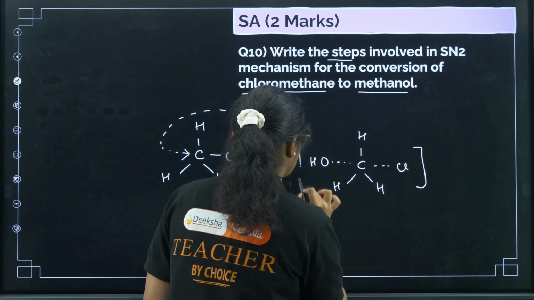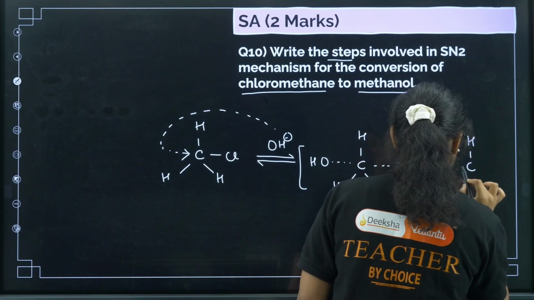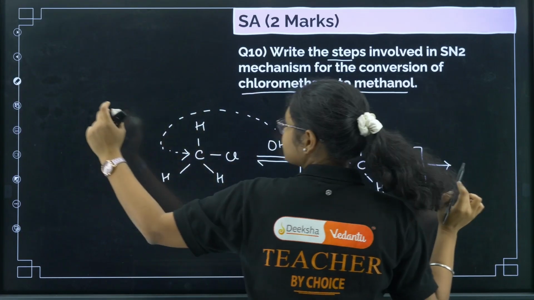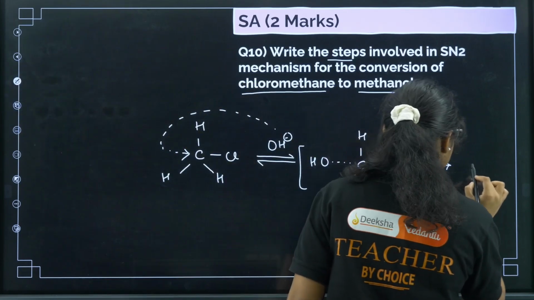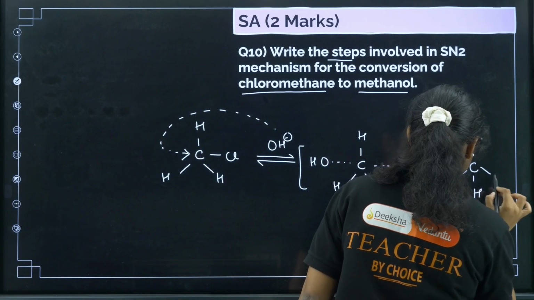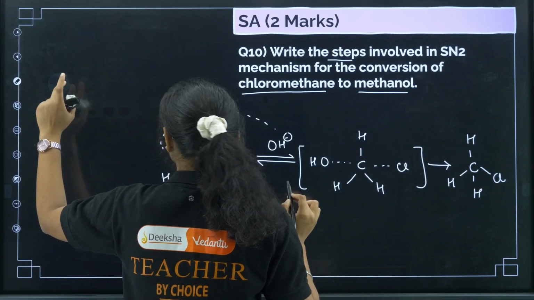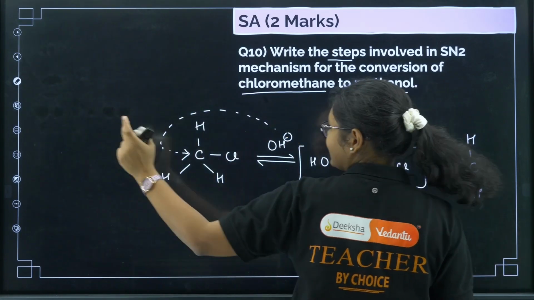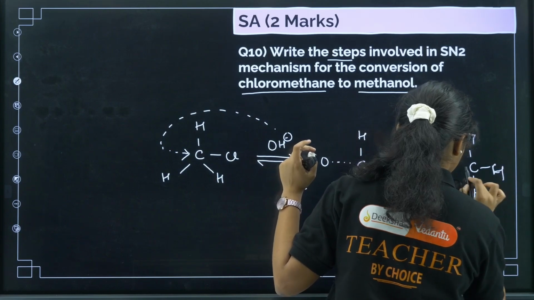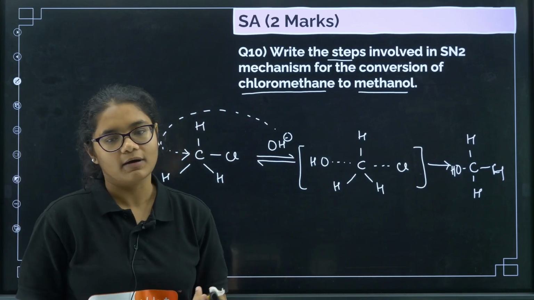Now this is called a transition state, and then what we get here is CH3, one second, so here we will get CH3 and Cl. Sorry, OH is attacking, right? So CH3OH. You can show OH on this side, but that doesn't make any sense here because it is optically inactive, right? So H here and OH on this side. Clear? So if you write these 2 steps, you will get 2 marks in this question.